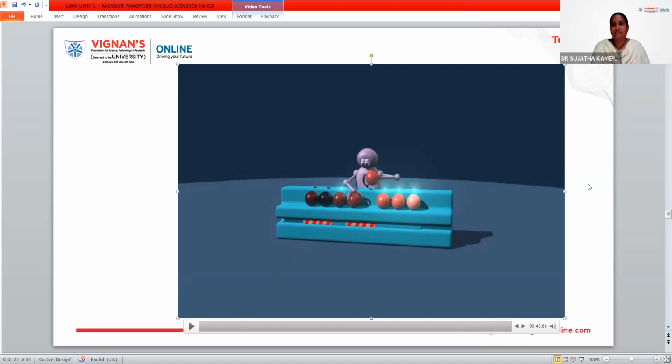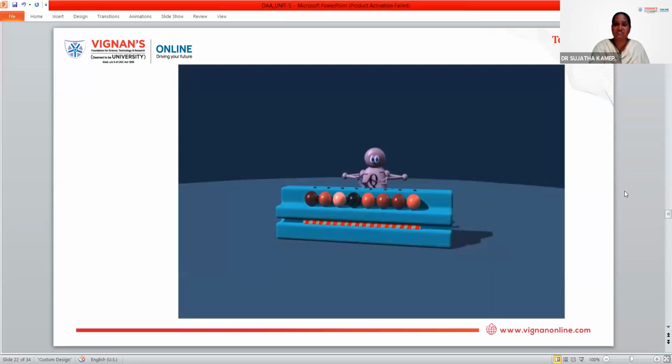So I hope that you all understood how Quicksort is working.